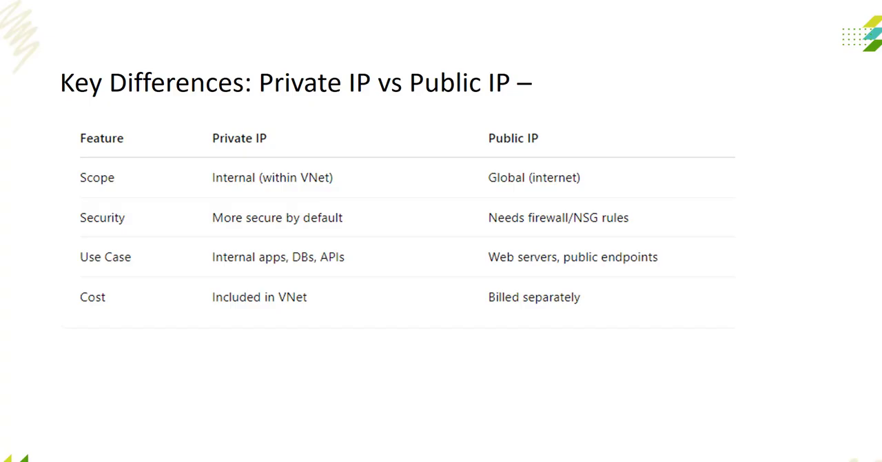Cost, if I would say, within the VNet there is no extra cost when we use a private IP address, and it gets assigned automatically. Whenever you create a virtual machine, a private IP address will by default get assigned to it. But a public IP address is billed separately.